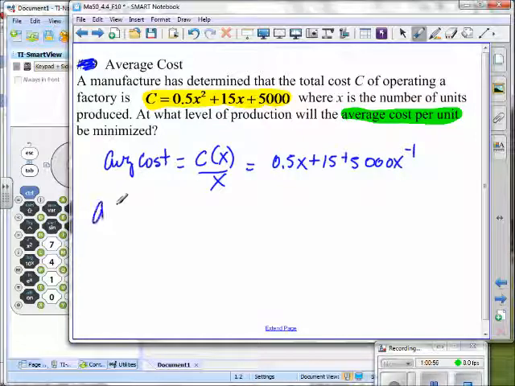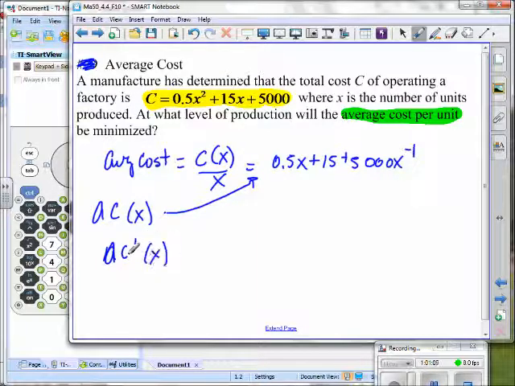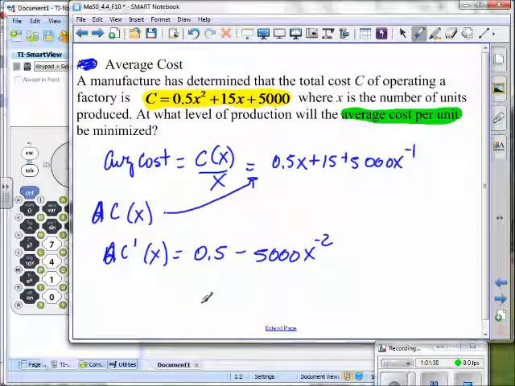Now, average cost, you can say AC of x. That's what this is going to be right there. So now I need to find AC prime of x. So I've got here, let's make that a capital A. Let's think about this. Remember the Inspire, if you don't put a multiplication sign between two letters, it takes it as a two-letter variable. Same thing here. We'll just say AC prime, or the derivative of average cost. And this is going to be that value.